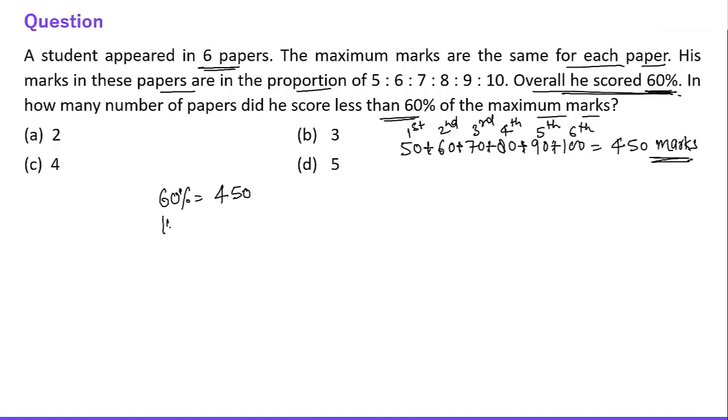right? So 100% marks is equal to what? So 450 divided by 60 into 100, right? So 100% marks will be 750, right? 100% marks will be 750. Okay, everyone, fine. Now, 750 is the 100% marks of 6 papers, right? 750 is the maximum marks of 6 papers.